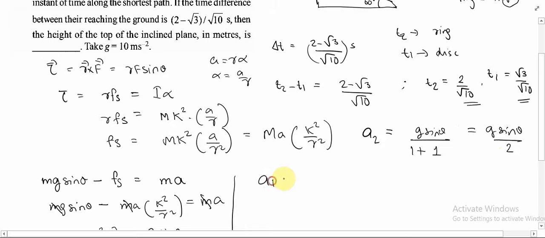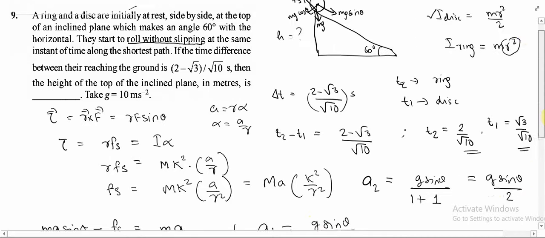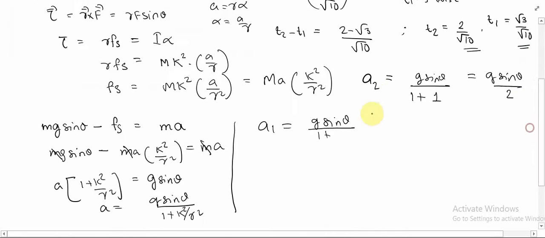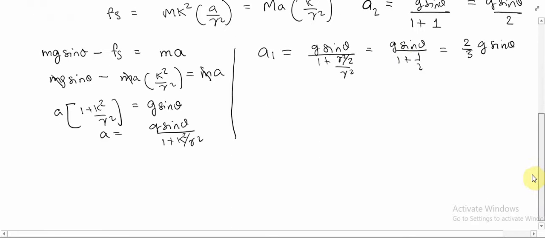And what is a1? a1 is g sin theta divided by 1 plus k square divided by r square. So k square in the case of a disk is r square divided by 2, divided by r square. So this will be g sin theta divided by 1 plus 1 by 2, that is 3 by 2. Taking the reciprocal, this will be 2 by 3 g sin theta. Now we got the acceleration of both the bodies. We got the time, we got the acceleration. Now we can find the velocity.